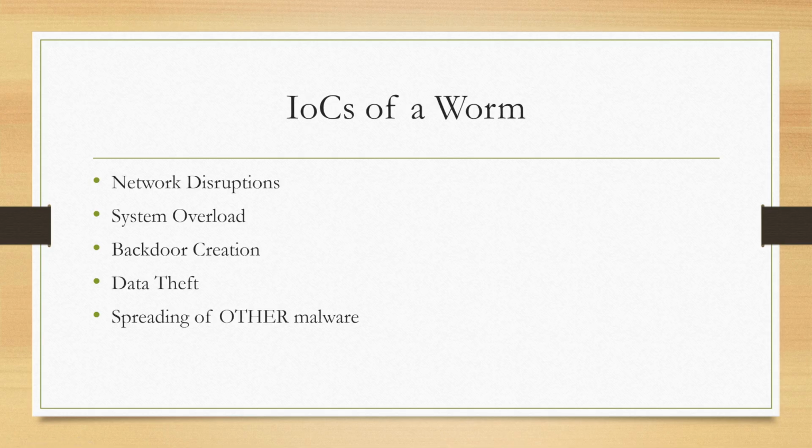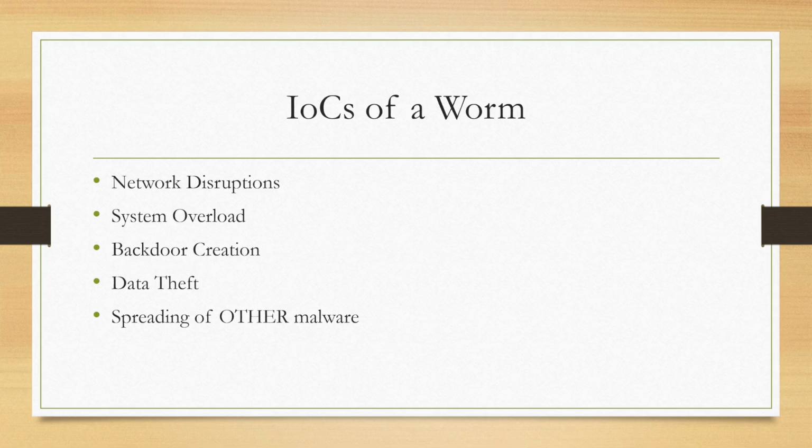Now, how do we know about a worm? Well, the effect of a worm, otherwise known as an indicator of compromise, can show in multiple different ways. We can see it as network disruptions, where a large amount of network bandwidth is used and slows down our network. We can start seeing our systems overload, such as our CPU or our memory utilization getting really, really large, maybe slowing down or even crashing our systems.